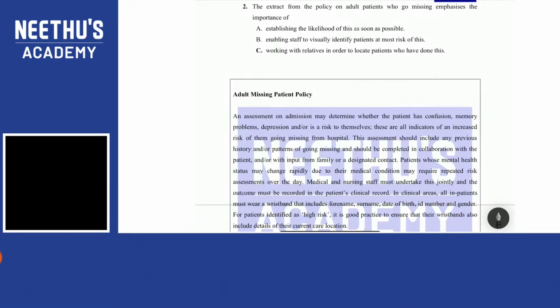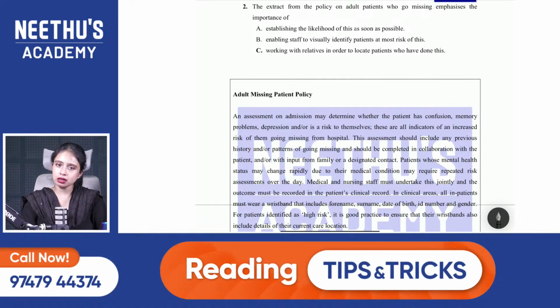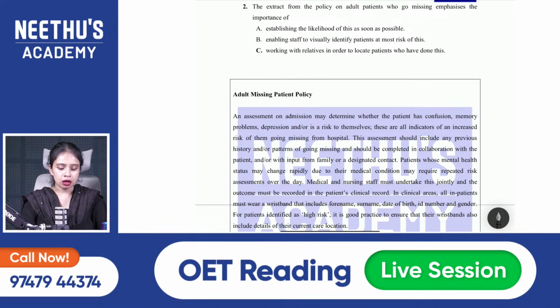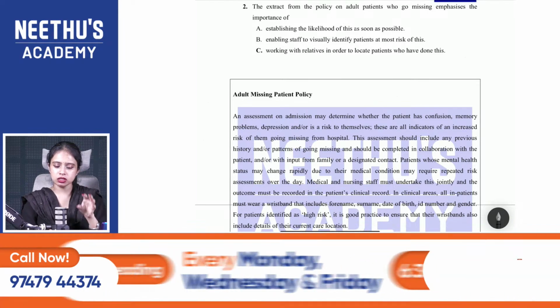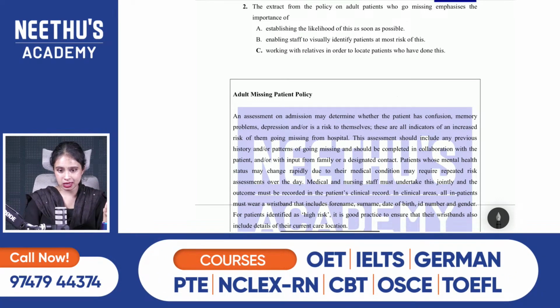First question. Yes, Rajesh, option C was the right answer. Now, second question. Yes, have you done the material? Second question. Okay, the extract from the policy on adult patients who go missing emphasizes the importance of. So, this policy is all about adult patients who go missing.